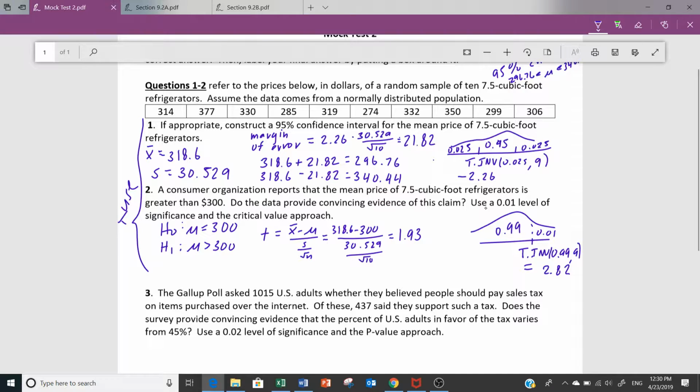Okay. So we're using the critical value approach. So the critical value tells us that t-values that are 2.82 and higher are considered extreme values, but our t-value was 1.93. Failed to reject.